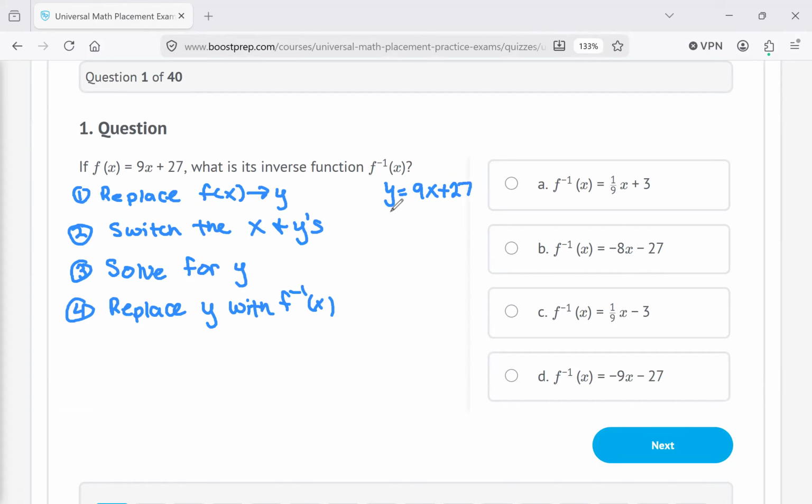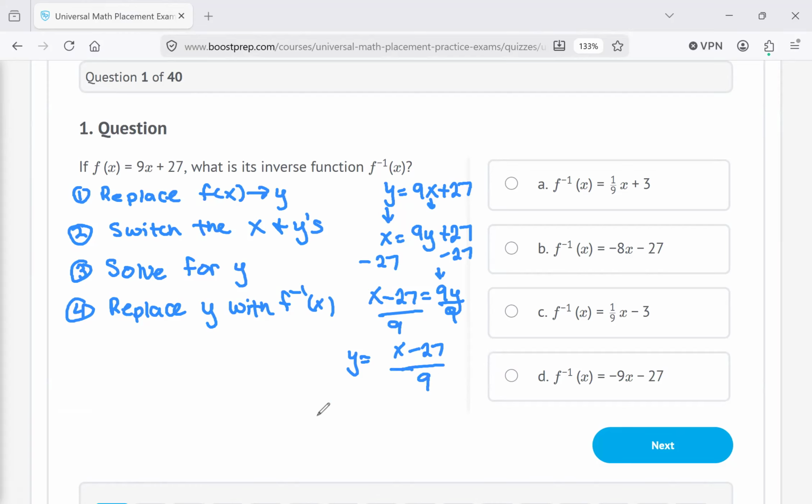Step 2, switch the x and y. So now this y is going to be an x, and this x is going to be y. Okay, step 3, solve for y. So what I'll do is subtract 27 from both sides. You get x minus 27 equals 9y. And then keep on solving for y. So you got to get rid of this 9 by dividing everything by 9. So you get y equals x minus 27 over 9. And then lastly, replace y with f inverse.